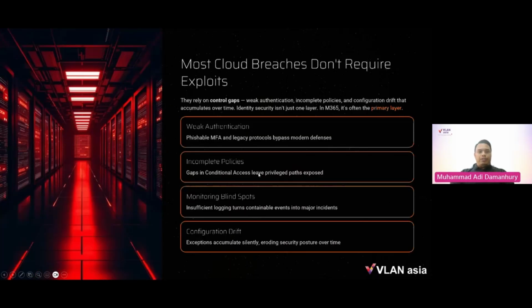So here is the uncomfortable part. The majority of cloud breaches don't involve a software exploit. They don't require a zero-day or malware. They rely on control gaps, which are weak authentication, incomplete policy, monitoring blind spots, and configuration drift that quietly accumulates over time. So this post outlines a practical security baseline for Microsoft 365. It is not exhaustive and it won't cover every edge case, but it focuses on controls that consistently make the biggest difference in reducing real-world breach paths.